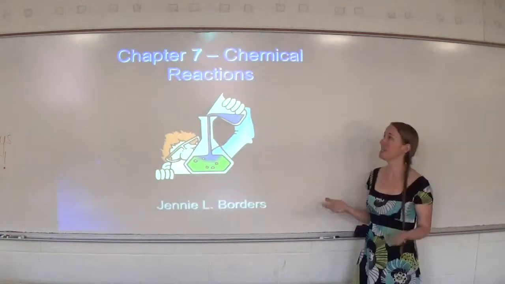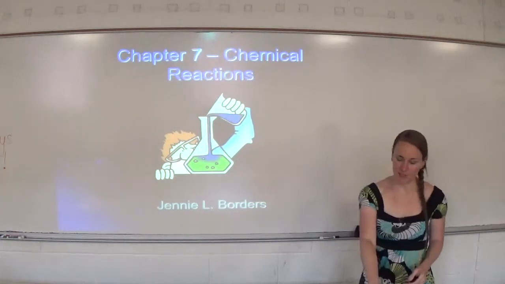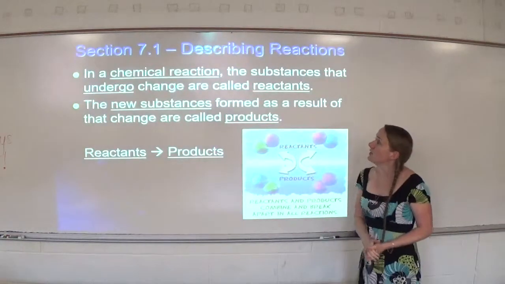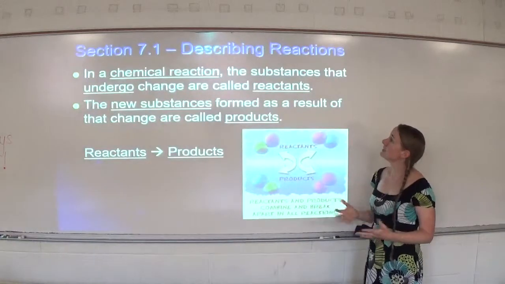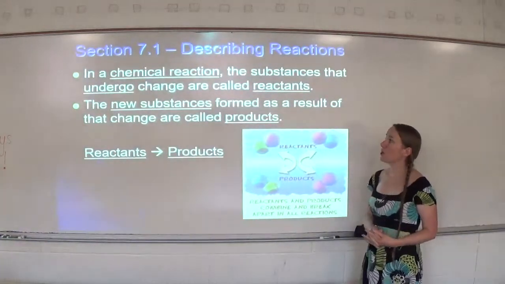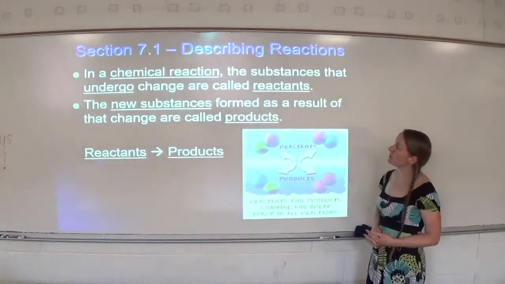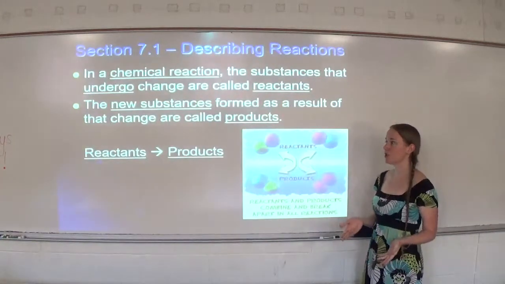So chapter 7 is about chemical reactions, so let's jump in. In a chemical reaction, the substances that undergo change are called reactants, and the new substances formed as a result of that change are called products.